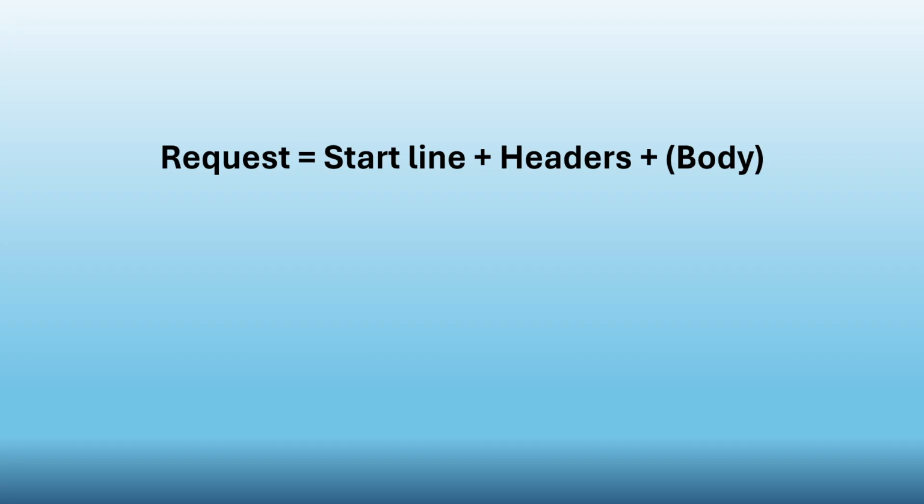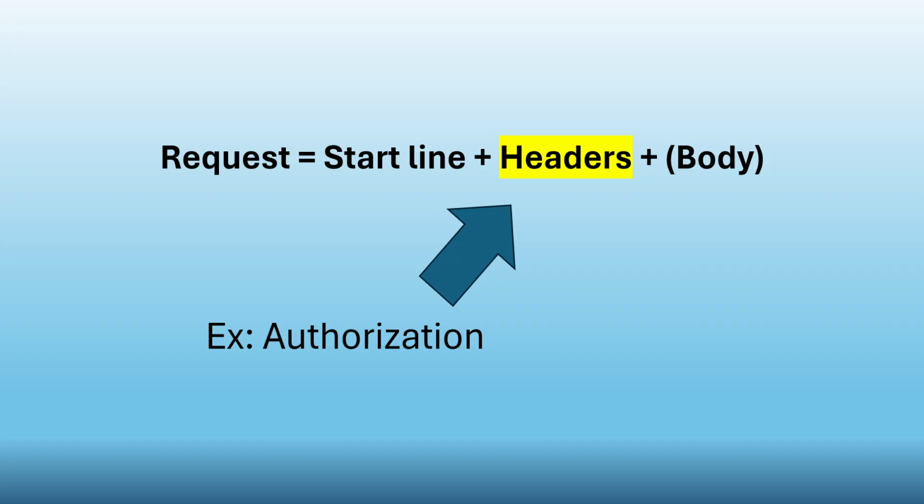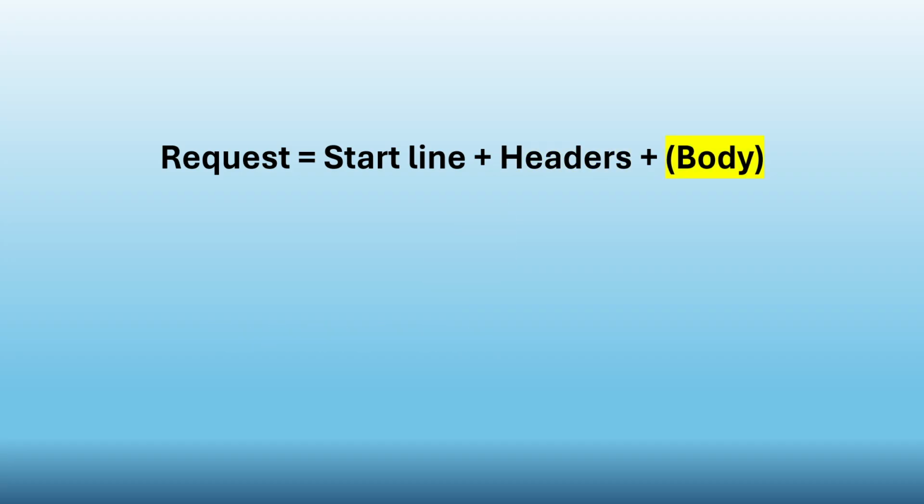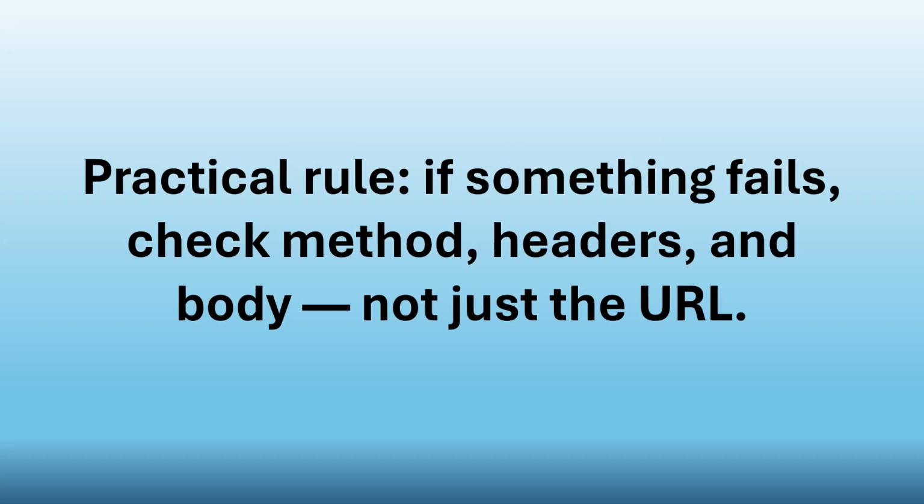An HTTP request has 3 parts: start line, headers, and optionally a body. The start line includes method, path, and version. Headers are metadata, and this is where real bugs hide. Example: authorization, content type, accept. The body is the payload, usually JSON. Common with PUT, POST, and PATCH. Practical rule: if something fails, check methods, headers, and body, not just the URL.